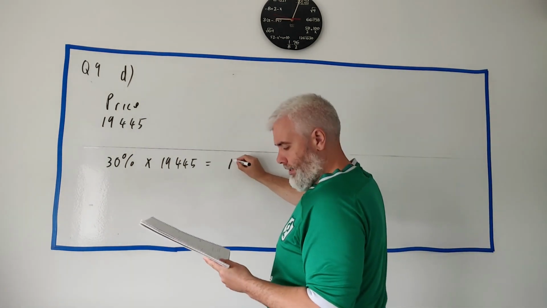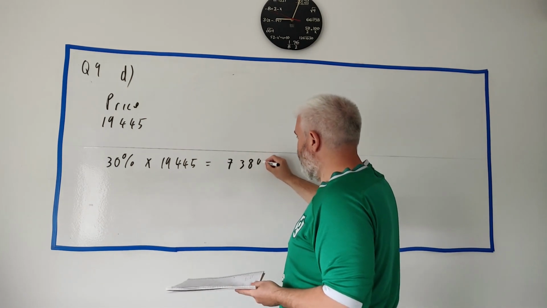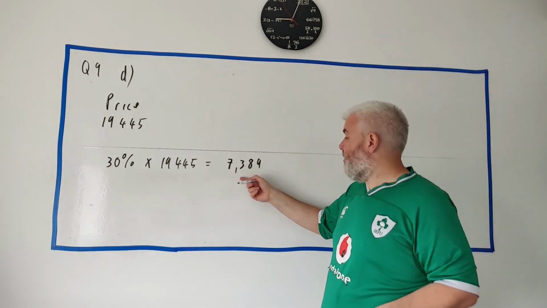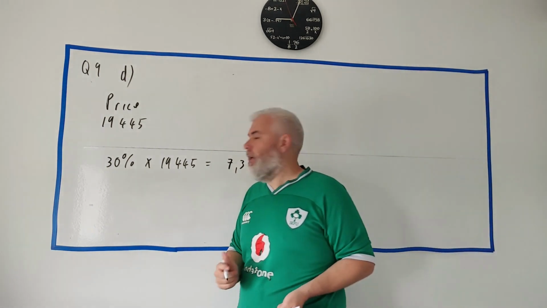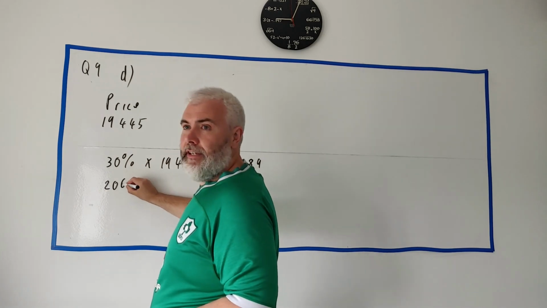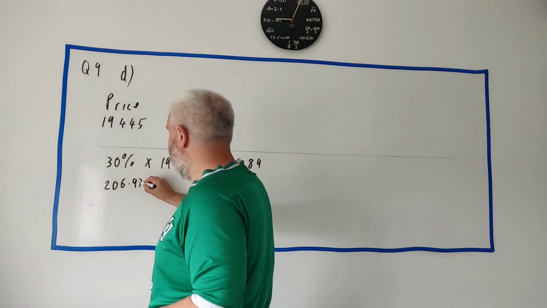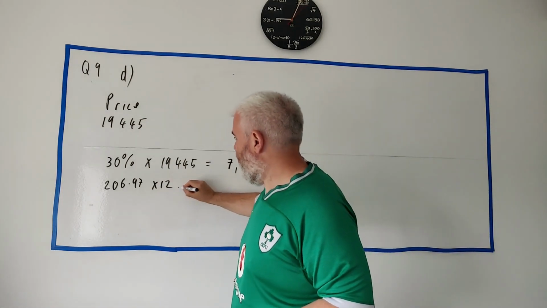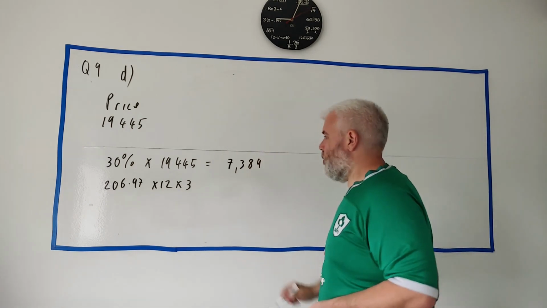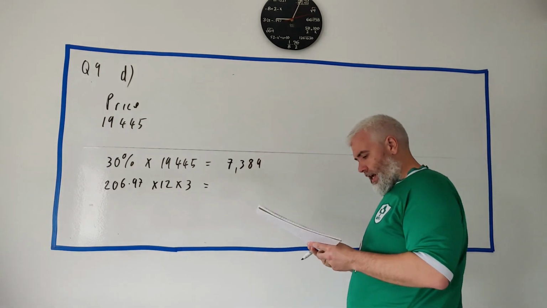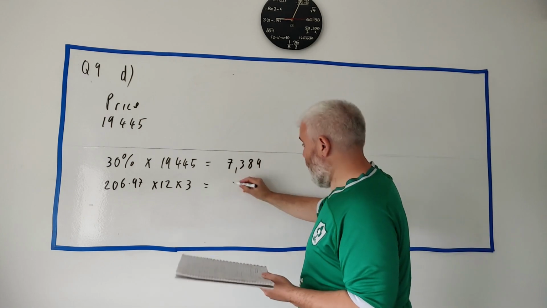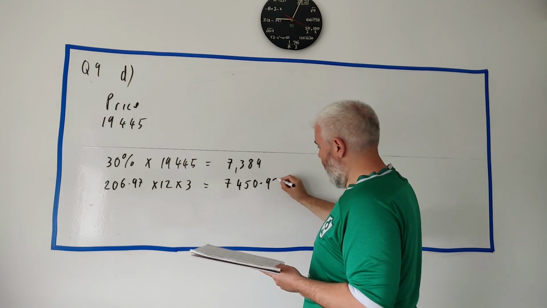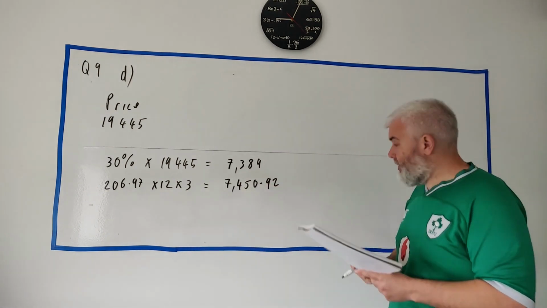I think it is 7,389. My notes are a bit all over the place. So she paid this. She paid 7,300. What else did she pay? She paid €206.97 every month for 3 years. So every month multiplied by 12 for 3 years, multiplied by another 3. Put all of that in and you get a very similar number, 7,450.92. And that's not all she paid though.